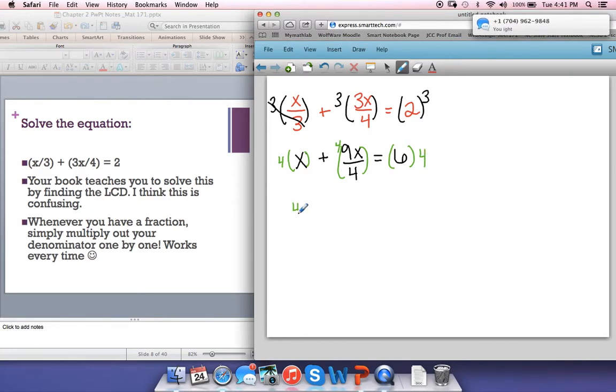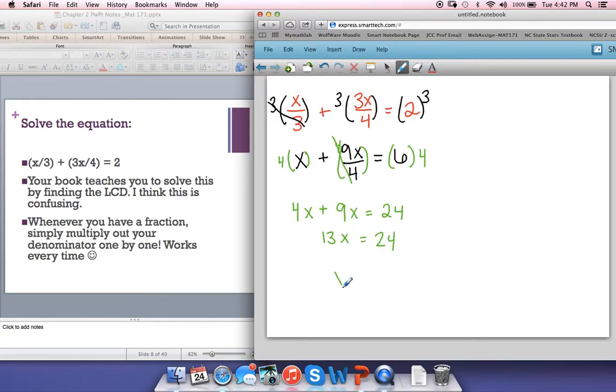That leaves me with 4x plus 4 divided by 4. These are just going to cancel out, leave me with 9x equals 6 times 4 is 24. 9 plus 4 is 13x equals 24. And in order to isolate x, divide the 13 over, and you now have a solution. You have now solved the equation for x. If it simplifies, great. If not, leave it as is.